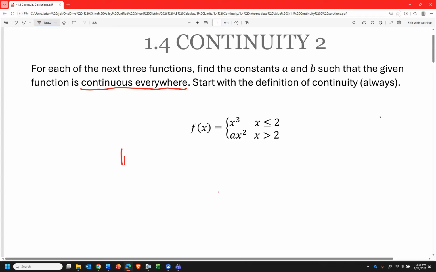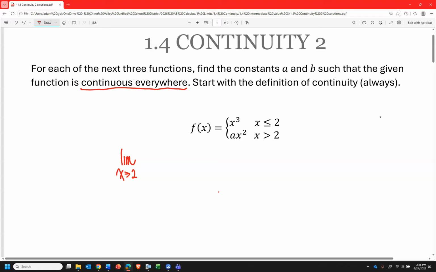Well, we can either do the limit as x approaches... Well, we don't have to worry about x cubed on its own, it's continuous, right? X cubed looks something like that. And ax squared, I don't know what a is, but ax squared is a parabola, so that's continuous everywhere. The only place f of x might not be continuous is at this break, x equals 2.